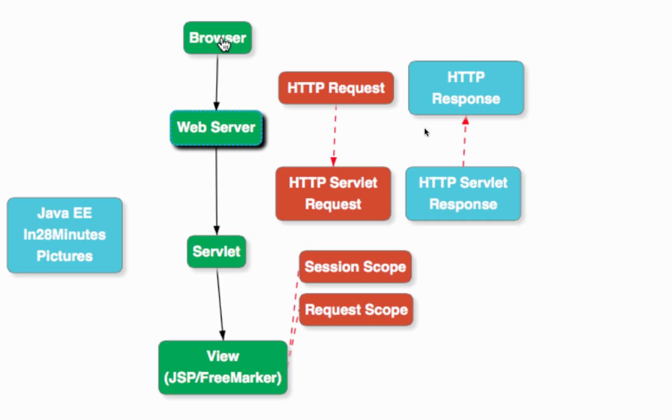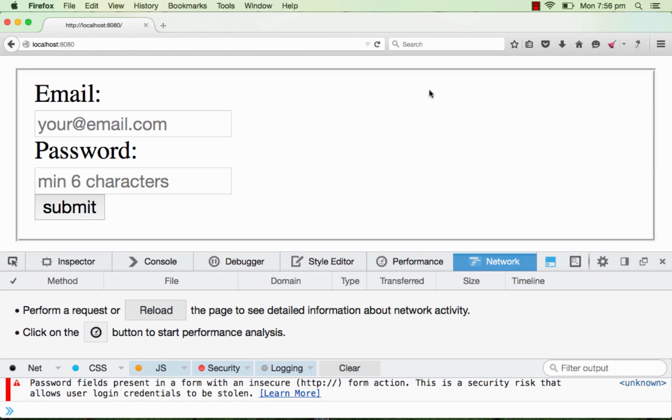So the browser sends a HTTP request to the web server. Web server processes the request and sends the HTTP response back to the browser. The browser would then see what the HTTP response is and it would show it on the screen. What you're seeing on the screen right now is a typical web application. You have an email form and a password.